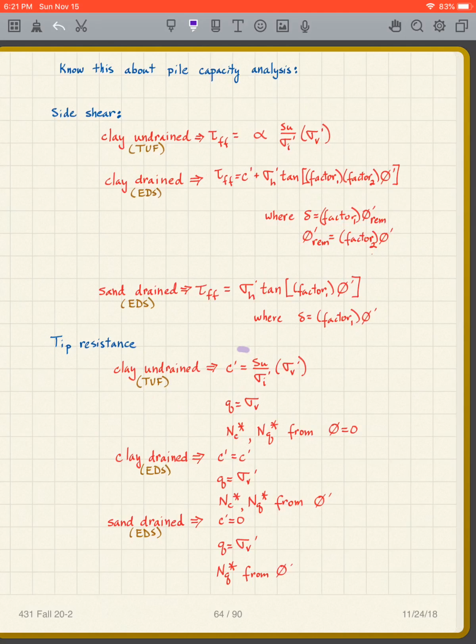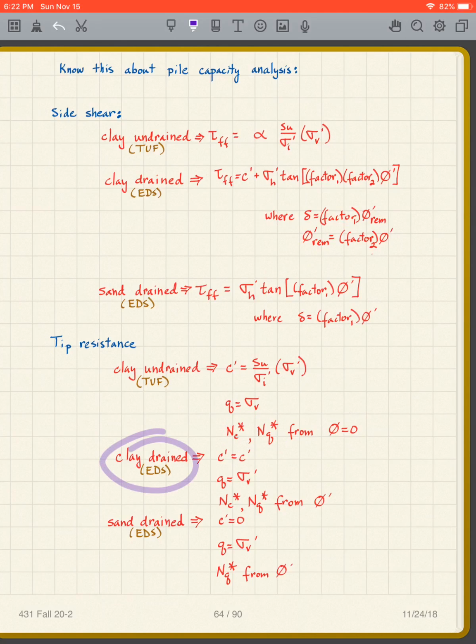Then that gives me my C prime, which is Su. And then my Q, well, it's total. So it's going to be a total stress. Now, I'll show you how we use that. And then what do we get? We get our NC star and NQ star from using the chart with phi equals 0.